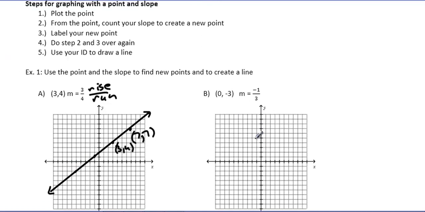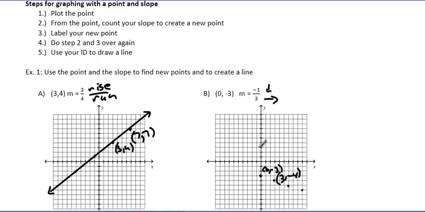Once again, we're going to start by plotting the point, which is 0, negative 3. My slope is negative 1 over 3, which tells me to go down 1 and to the right 3. Down 1, right 3. Down 1, right 3. Now let me label these points. This is 0, negative 3. This is 3 and negative 4. And so on. We don't have to label all of them, but it's good to label your points to get practice.